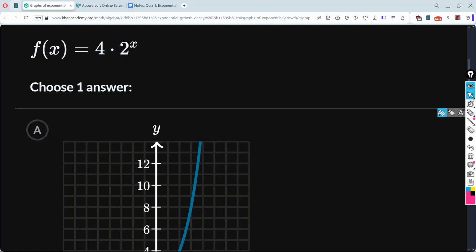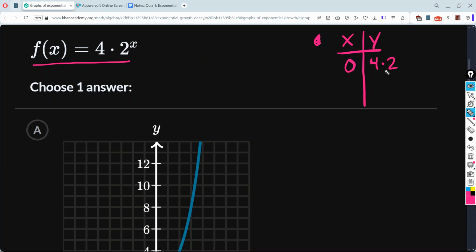Last one. Here is our function, and we want to choose the graph. We have f of x. You can just do an XY table if that helps you a little bit. At x equals 0, you plug in a 0 right there, and you're going to have 4 times 2 to the 0. You plug in a 0 in place of the exponent, and 2 to the 0 is just 1. 4 times 1 is just 4.